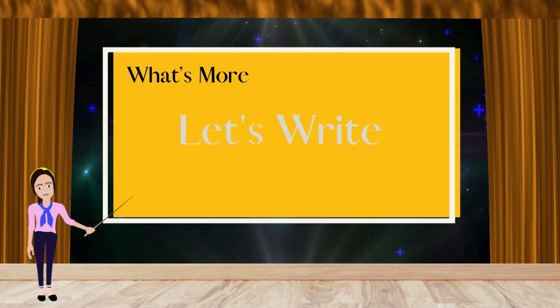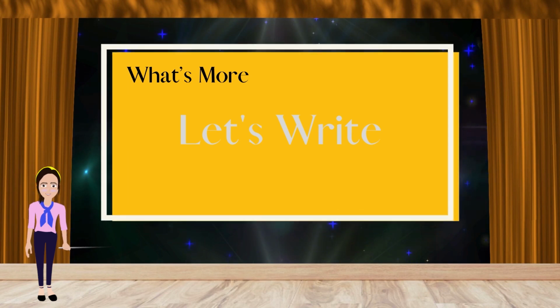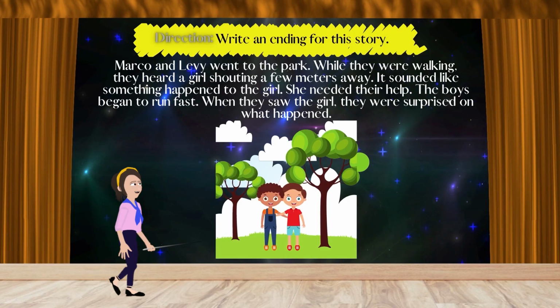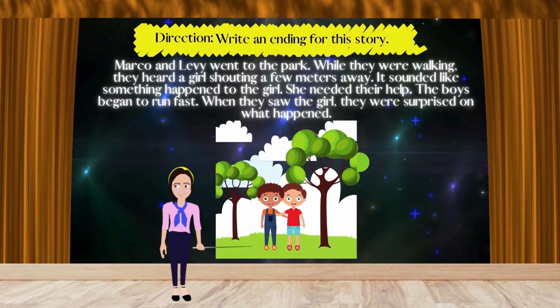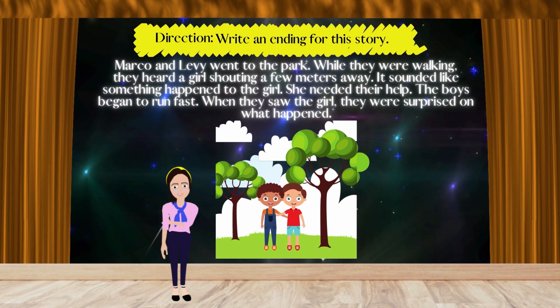Now let us try another activity. Direction. Write an ending for this story. Marco and Levi went to the park. While they were walking, they heard a girl shouting a few meters away. It sounded like something happened to the girl. She needed their help. The boys began to run fast. When they saw the girl, they were surprised on what happened.